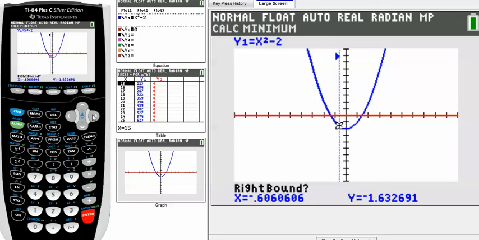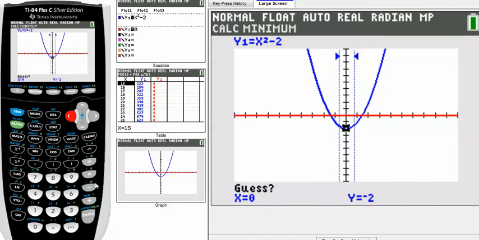Now it says right bound, so I scroll over to the right side of it and say yep. And for the guess, this part is not that important, but I'm going to guess right about there is my minimum. Now it calculates it and says that at x equals 0 and y equals -2 is my minimum, which of course is my y-intercept as well. It's kind of useful. You can see that I got several values here. I could get relative max, relative min, absolute max, just by using that function under calculate.